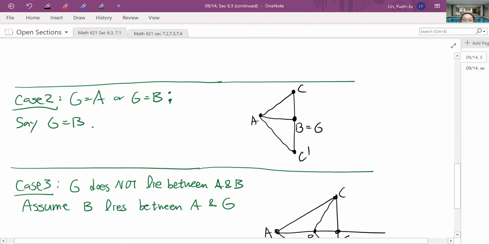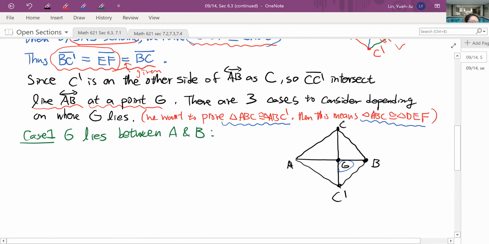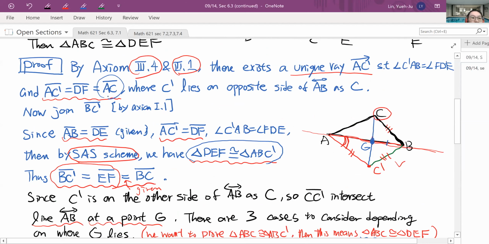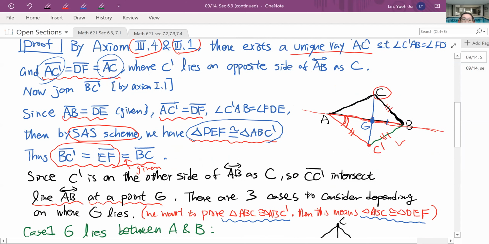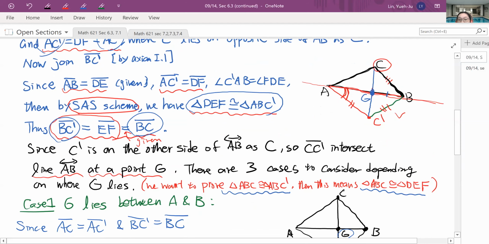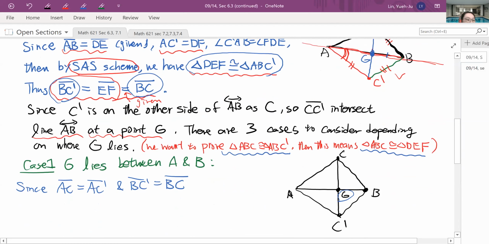Okay, so let's see case one here. First of all, let's write down all the information we have. We already know that AC is the same as AC prime, and BC prime is equal to BC. Let's see why this is the case. We already know that AC prime equals AC. This is by the construction we chose. BC prime equals BC. This is essentially by what we proved before case one, that DEF is congruent to ABC prime, and using the other assumption. So we have these two.